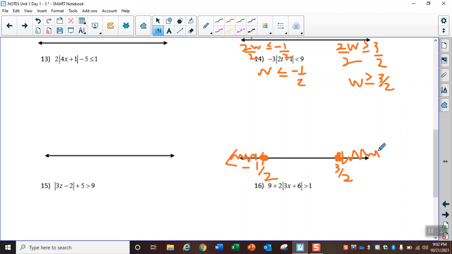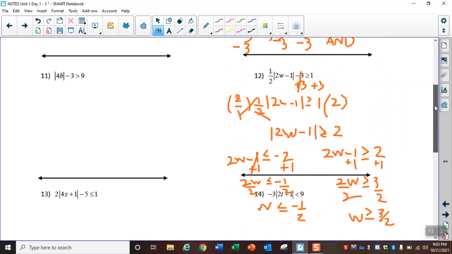So this is my "or." You could be over here way over on the left, or you could be way over on the right. Okay, you can't be both places. All right, so that is that one.